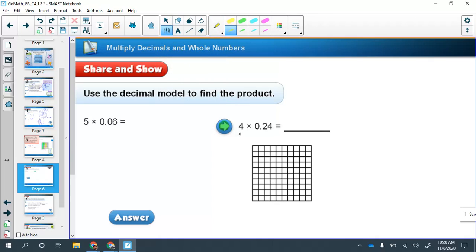We're going to have 4 groups, and each group is going to be made up of 24 hundredths. So I'm going to start off by shading in 1/10 and 2/10, right? Because I have a 2 in the tenths place, and then 1, 2, 3, 4 hundredths. So that's group number 1.